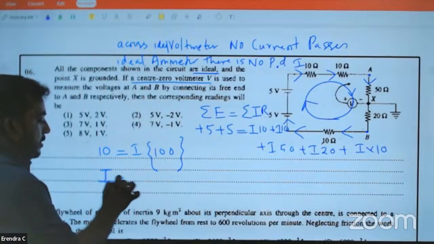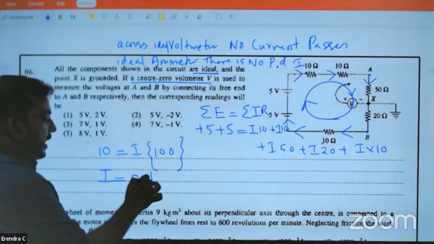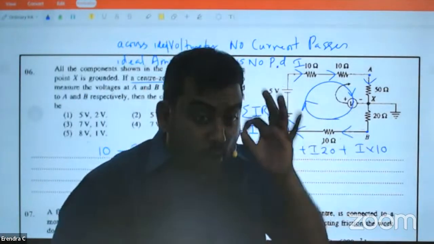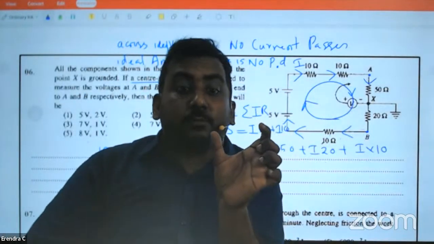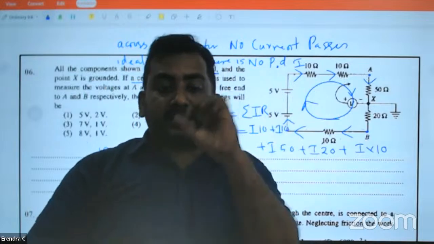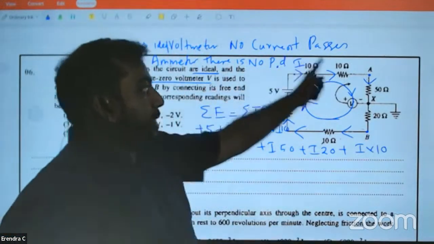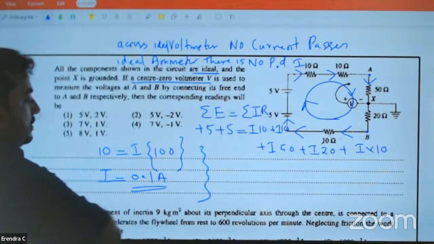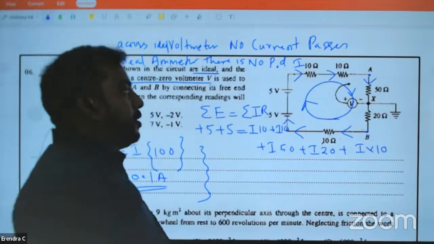From this, current is equal to 10 divided by 100, 0.1 ampere. Some people say V equal IR, we get the same answer. Wrong. V equal IR is for the potential difference between 2 points. You can't apply it for a circuit. Wrong theory. So be careful. Always apply Kirchhoff's law.